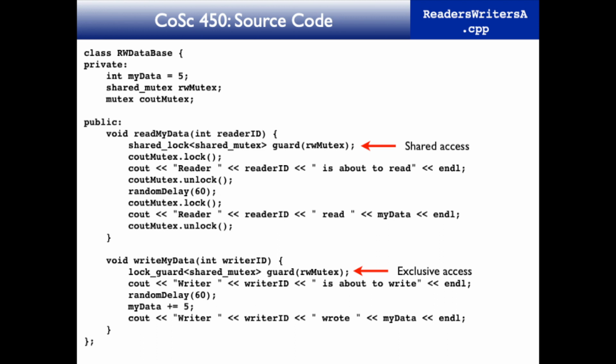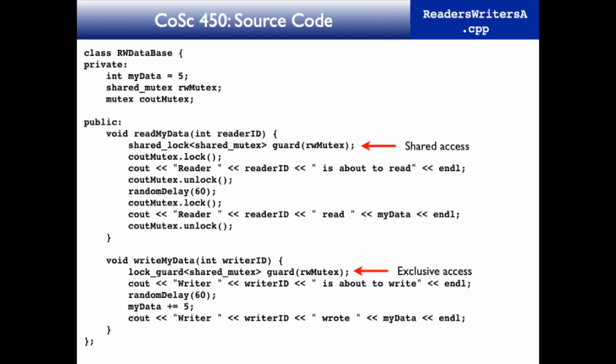The first line of read my data has a shared lock, which takes as a template parameter a shared mutex, and then we have our usual guard, which links the RW mutex to the shared mutex. Because this is a shared mutex, several readers can read at the same time. And then here we have a little cout mutex. Because we can have several readers reading at the same time, we need a little cout mutex to make sure our cout line does not get interleaved.